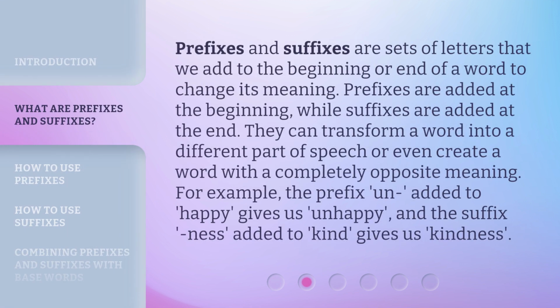Prefixes and suffixes are sets of letters that we add to the beginning or end of a word to change its meaning. Prefixes are added at the beginning, while suffixes are added at the end. They can transform a word into a different part of speech or even create a word with a completely opposite meaning. For example, the prefix un, added to happy, gives us unhappy, and the suffix ness added to kind gives us kindness.